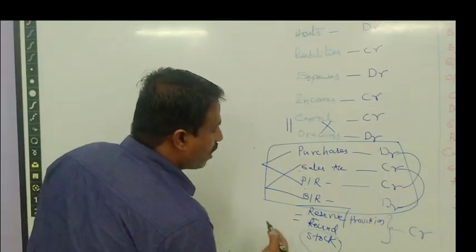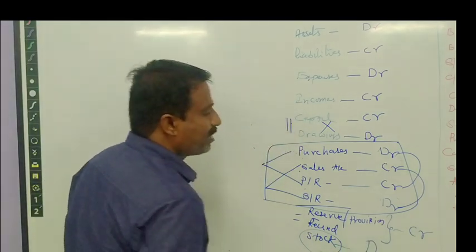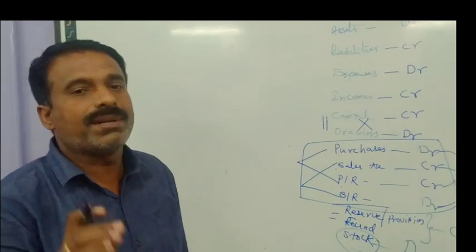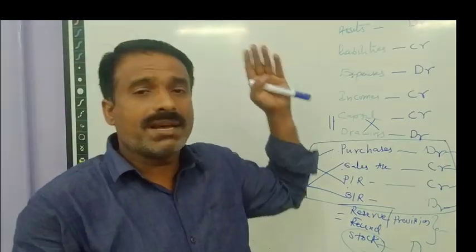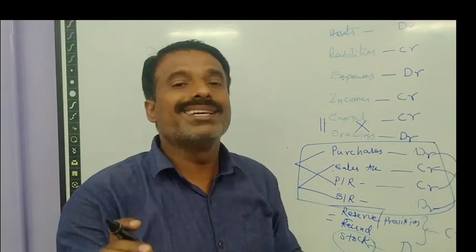Then there is stock. I said stock is an asset, so it is always a debit balance. These are the simple rules. Keep them in mind, and then you can solve any number of trial balance cases without a single mistake.